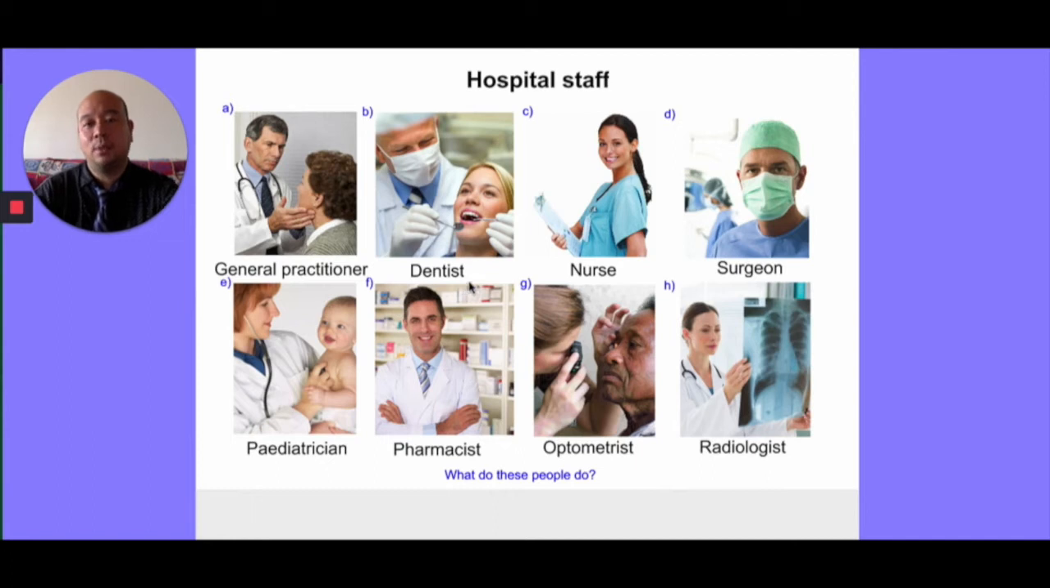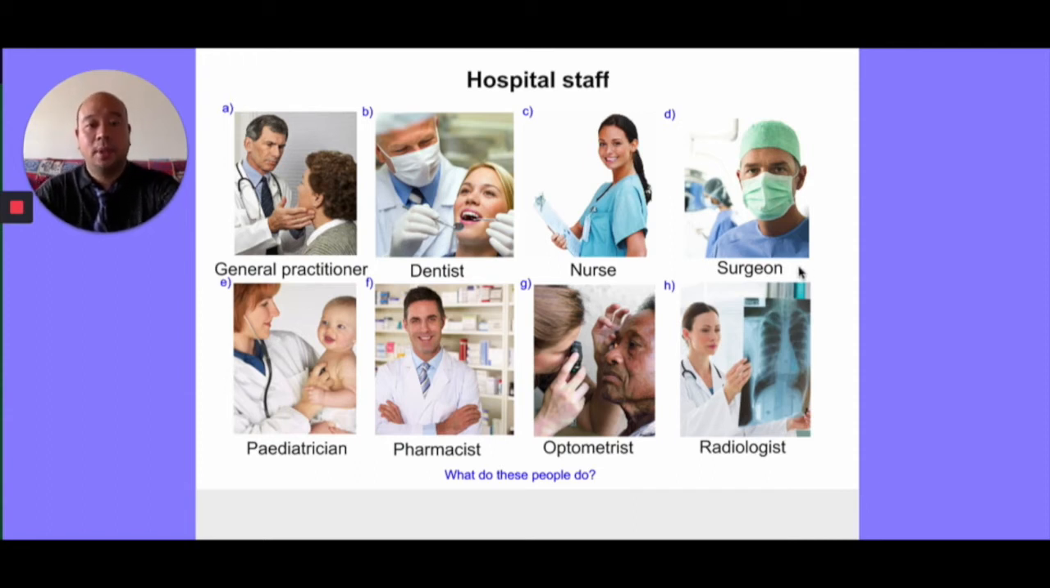How about the dentist? What does the dentist do? So as you can see in the picture, the dentist is a special doctor who treats problems with your teeth. If you have a toothache, then you would go to see the dentist. The nurse. Okay, what does the nurse do? The nurse works in the hospital, and the nurse's responsibilities include taking care and looking after patients who are recovering in the hospital. Sometimes they might need, for example, injections or things like that. The nurse will take care of this.